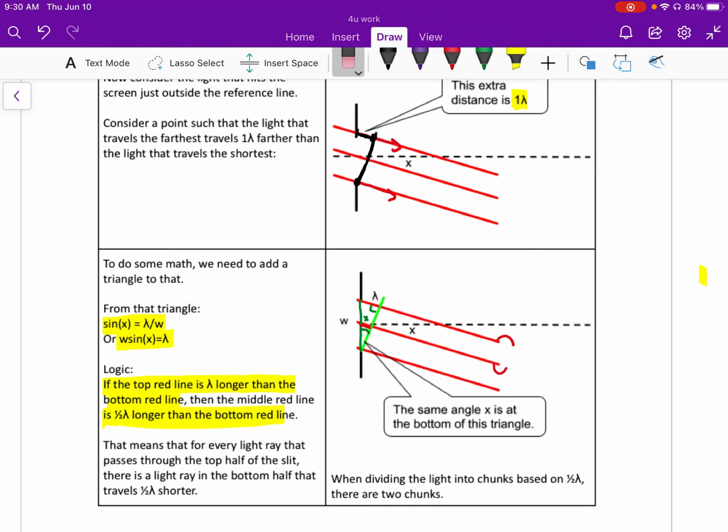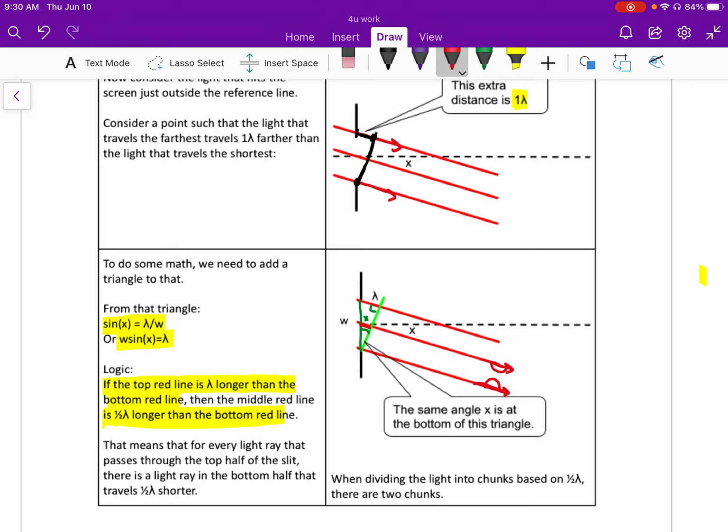Let's think about it another way. If the bottom one hits the screen as a crest, the next one is going to be completely out of phase. It's going to arrive as a trough. The crest and the trough are going to cancel out. So this bottom red line is going to be out of phase with the middle red line. Since they're half a wavelength different, they're out of phase. Out of phase means that they cancel.